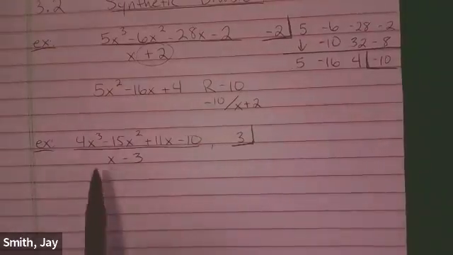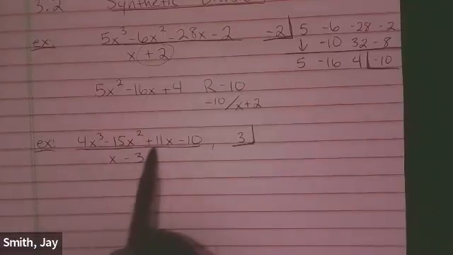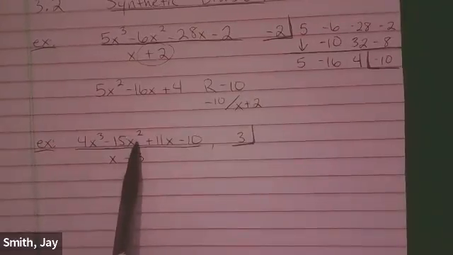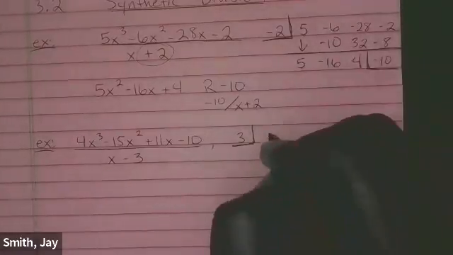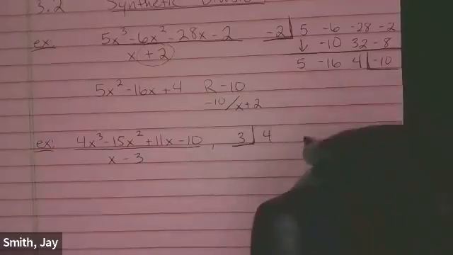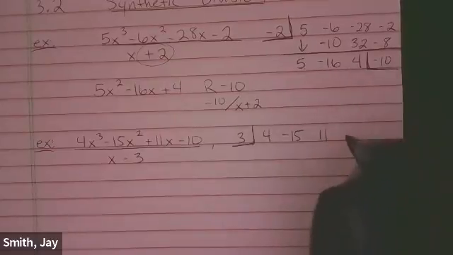Then we're going to account for all of the coefficients for each term in my dividend, making sure that we're accounting for every x. So here it starts with x cubed, x squared, x to the first, constant term, so we don't have any missing degrees. So we can put our coefficients inside our synthetic division.